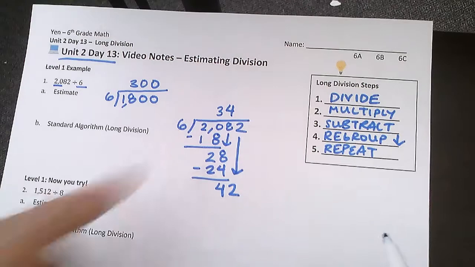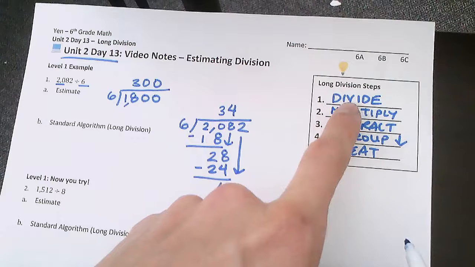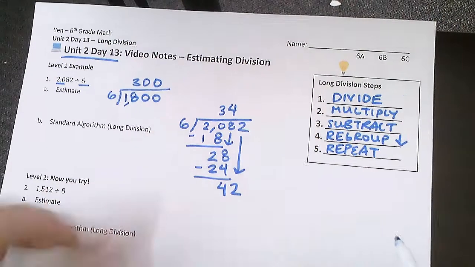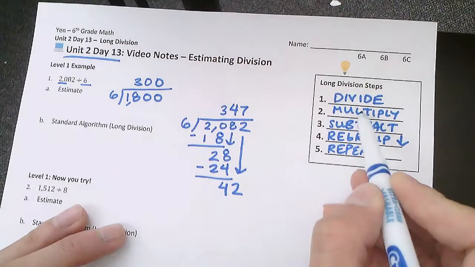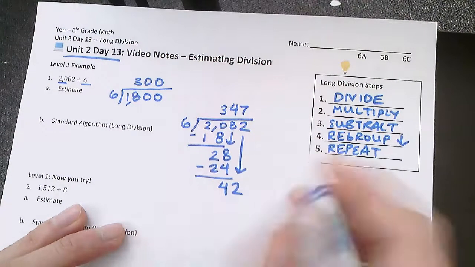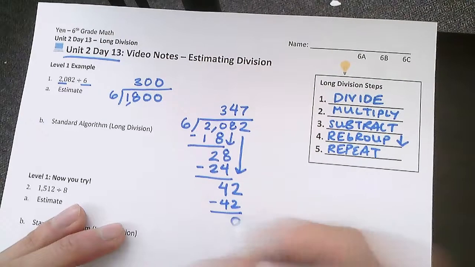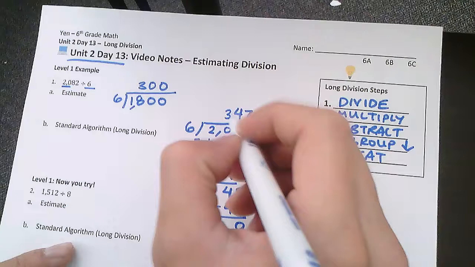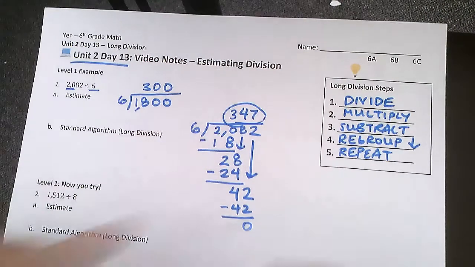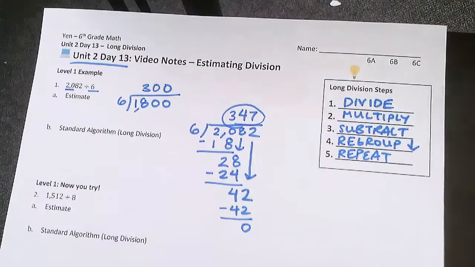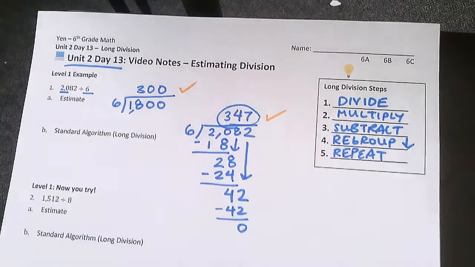Now I think to myself, how many times can 6 go into 42? Because right now we're repeating, and we go back to dividing. 42 divided by 6 is 7. Okay, next step, multiply. 7 times 6 is 42. Right, then we subtract it. 42 minus 42 is 0. I have 0 remainders left. 347 is my answer. That's pretty close to my estimate, which was 300. Looks like we are good to go.